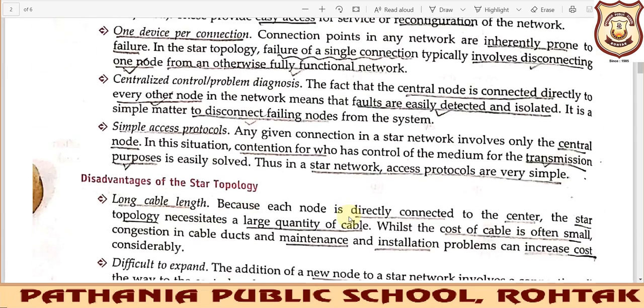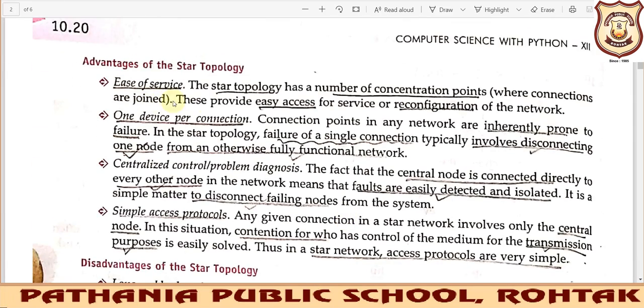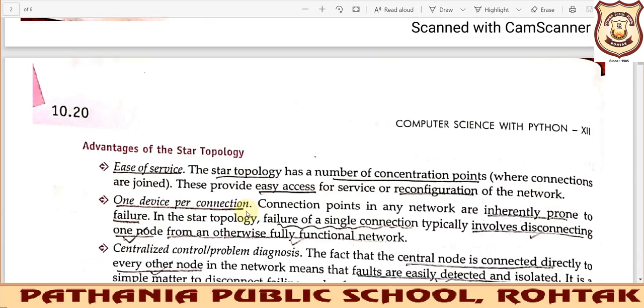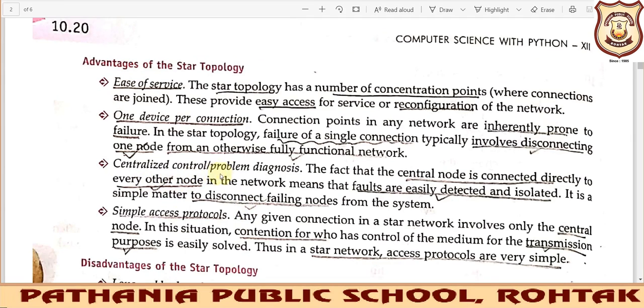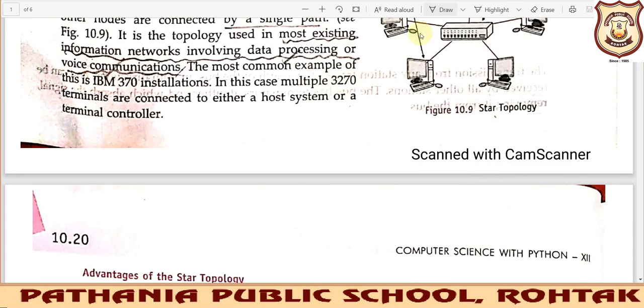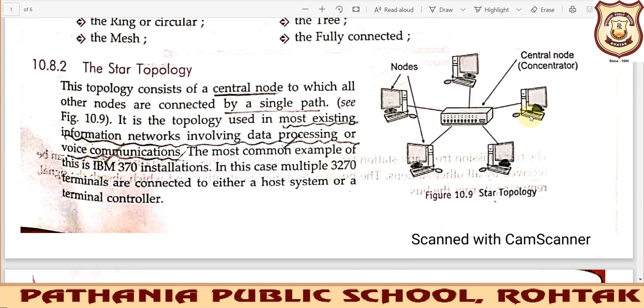What are the advantages of this topology? We have many access points, so we can transmit the data from many points. Next is one device per connection, meaning every device has its own individual connection with the server. Next is centralized control and problem diagnosis. Because one central node controls all other computers independently, it is very easy to diagnose the problem. If one computer is not working, only that one will not work, and the rest will all work.